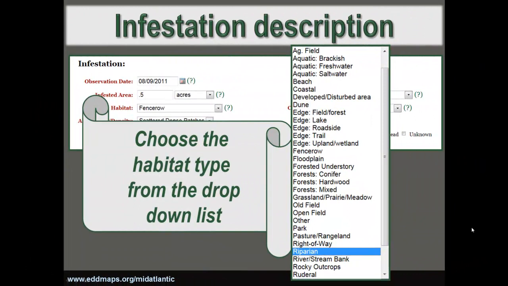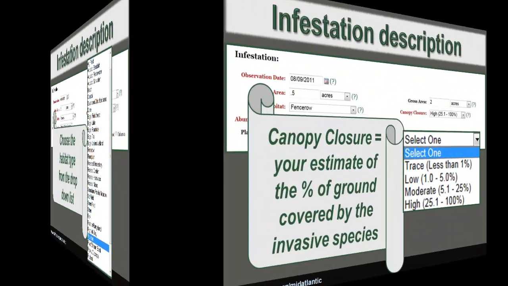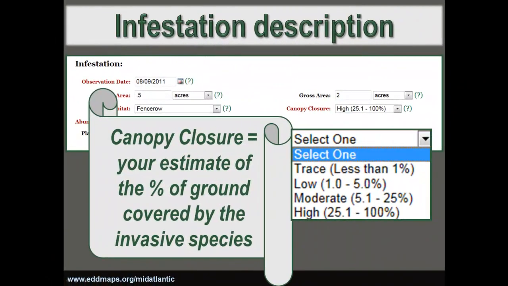Choose the habitat from the drop-down menu, which most closely describes the site where you collected the data. If none of the listed habitats apply, then choose Other, and use the location description below to describe the habitat or to clarify your choice. Canopy closure is your estimate of the percent of the ground covered by the invasive species.